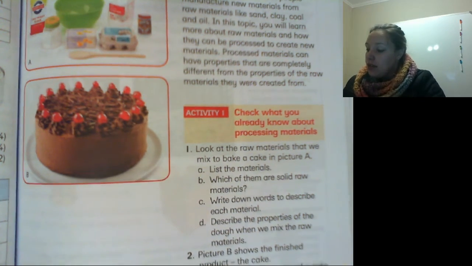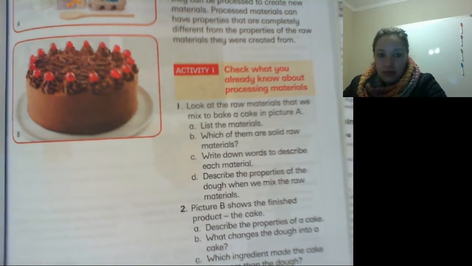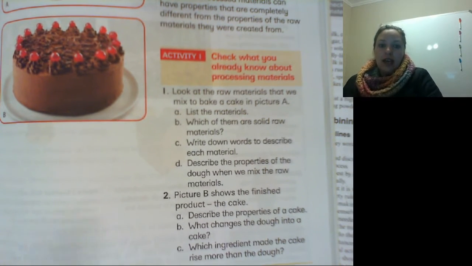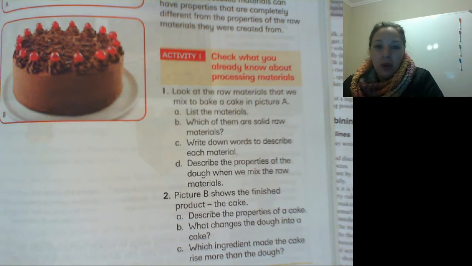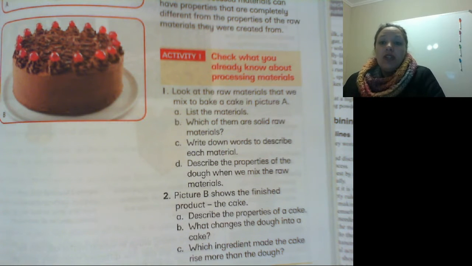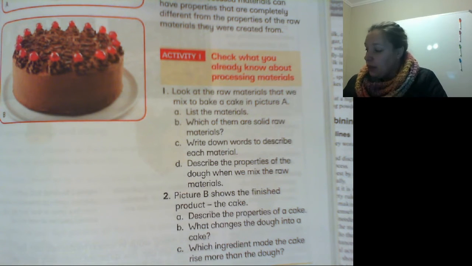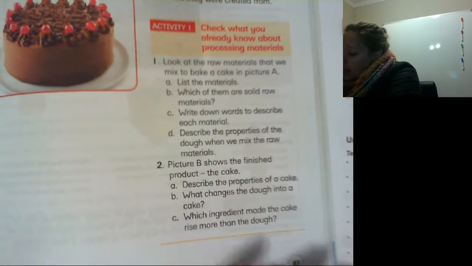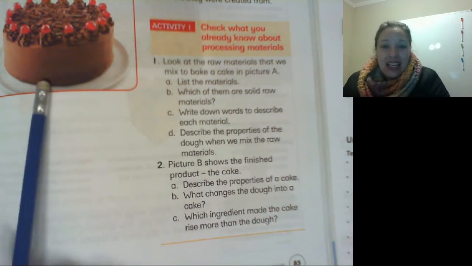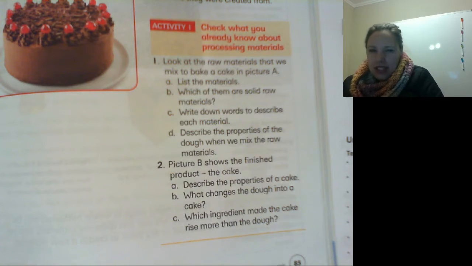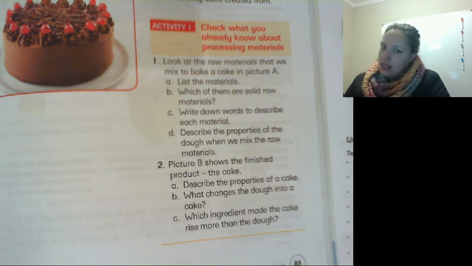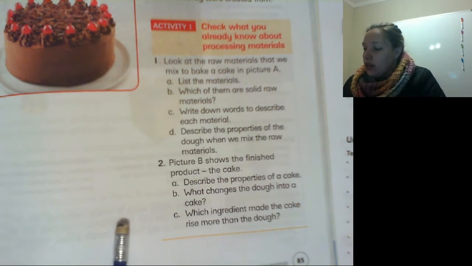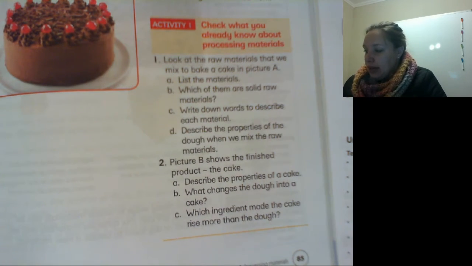So then we look at picture B. We describe the properties of the cake. Properties is what does it look like? What can we see? What can we use to identify it? So here, a cake is a solid. It's soft and spongy, but it's still a solid. It's not a liquid and it's not a gas, so it's a solid. What else can you tell me about it?